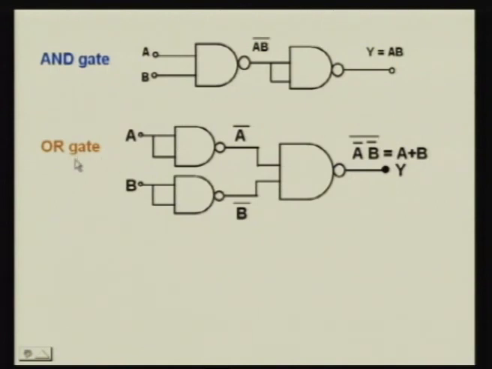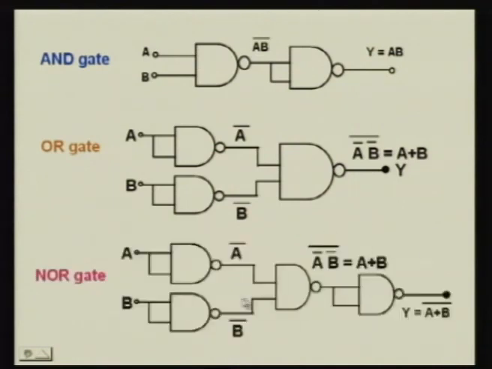And if you want to get a NOR gate from here, what do we have to do? We just have to invert this output Y using a NAND gate. So this is very easy. Up to here it is just like the OR gate, and we implement another NAND gate as an inverter, and we will get the NOR gate as the output. So these gates we can realize by using just NAND gates. Now how can we realize the XOR gate?